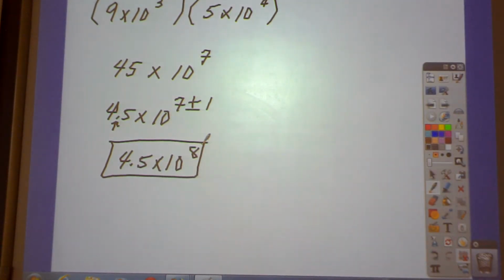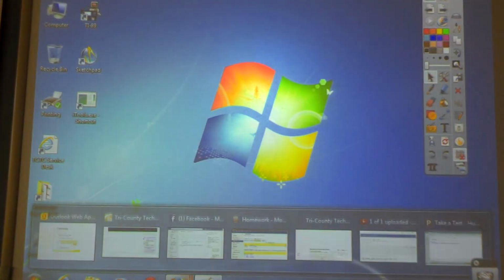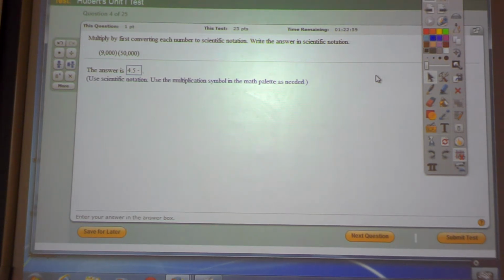So we type that in, 4.5 times 10 to the 8th. Let's see what they want us to do. Use scientific notation, 4.5 times shift 8, 10 to the shift up, 8. Is that what we got? Next question.